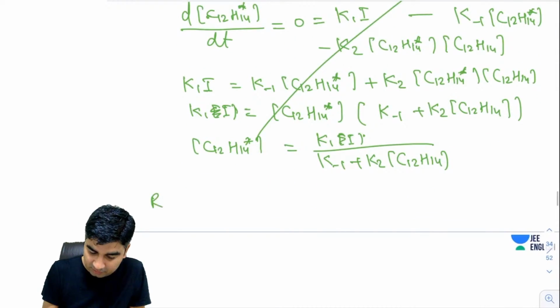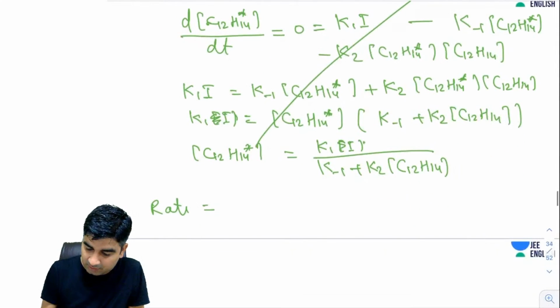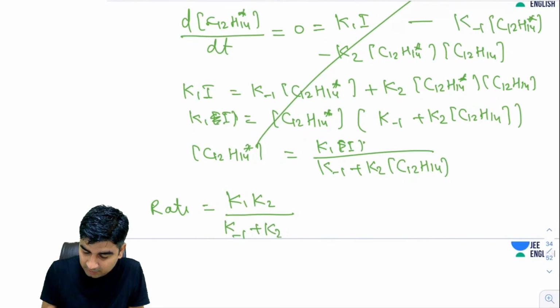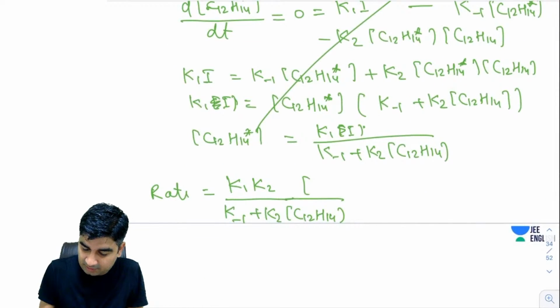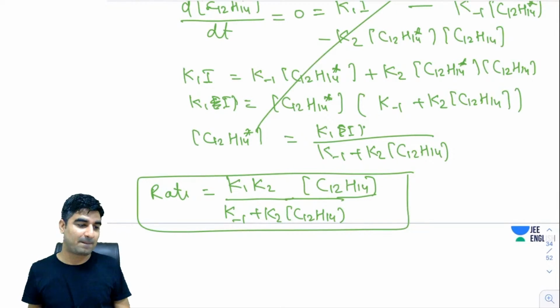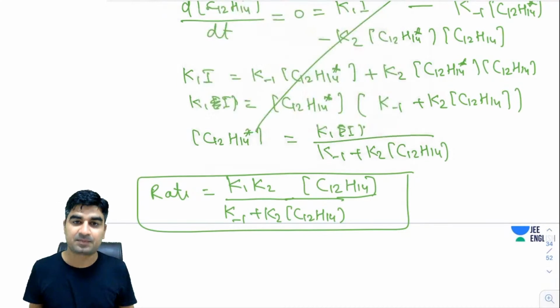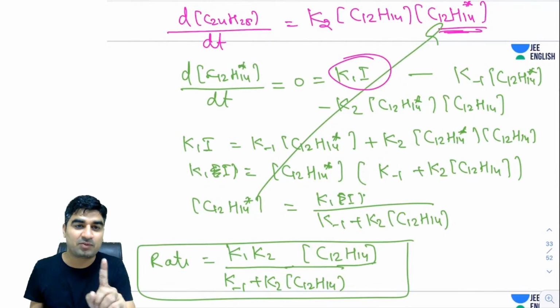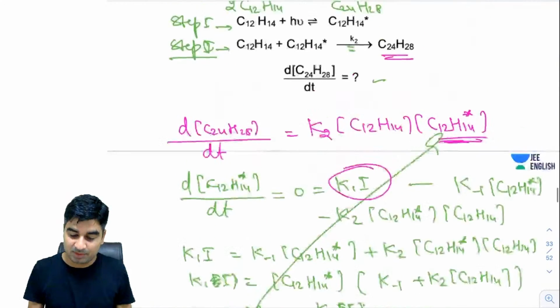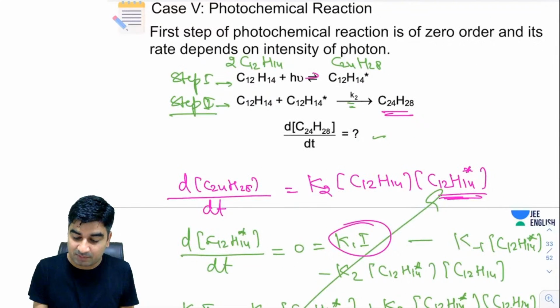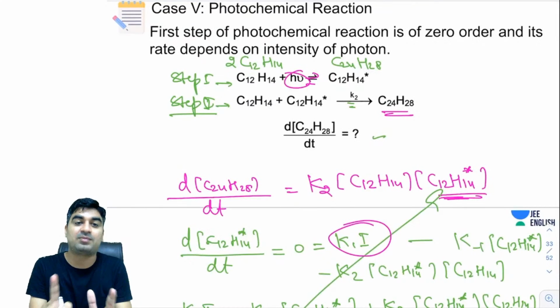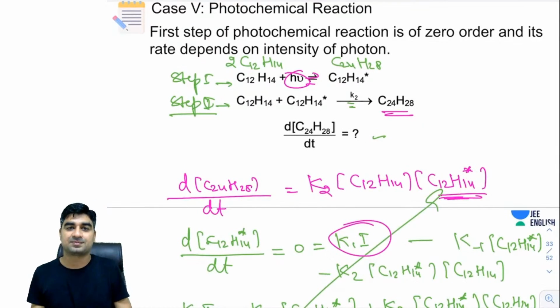So I will get rate is equal to K1 K2 upon K minus 1 plus K2 into C12H14. Now my intermediate is eliminated. I think this is done now. Please tell me. The most common error is made here. You have to be careful about it because I just told you this is the first step of a photochemical reaction, and the first step will be zero order. You have to keep that in mind, right?